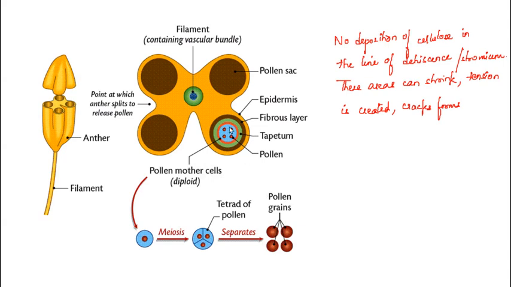Now again I would like to mention that on all sides of the anther lobe there is a deposition of callose. But in the line of dehiscence, from where the anther will burst, there is no deposition of callose. We'll discuss this in the next few slides.